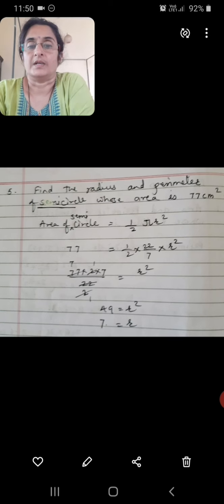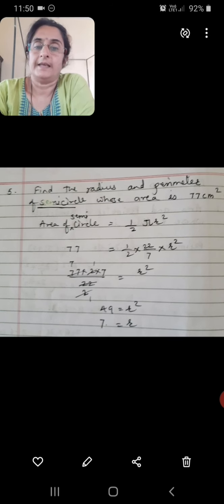Here in the fifth question, they are given the area and we are going to find out the radius and perimeter. In the textbook it is given as a circle, but it's not a circle, it's a semicircle. There's a printing mistake, make it correct. Here I have done it in the book. The semicircle's area is given, that is 77 centimeters square, and you have to find out the radius.